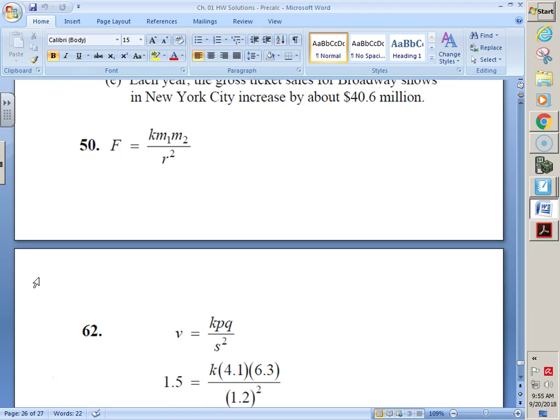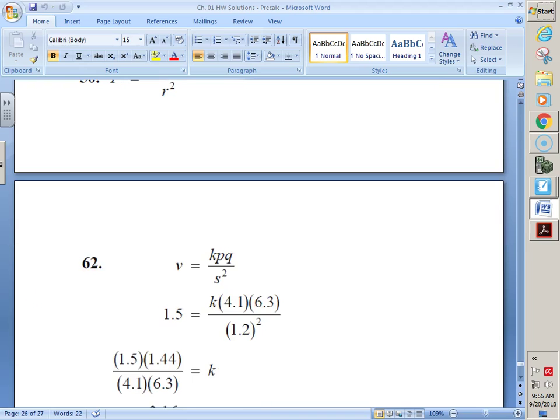So number 50, check your translation. Did you do it right? Directly proportional, or I should say jointly proportional to M1, M2, inversely proportional to the square of R.